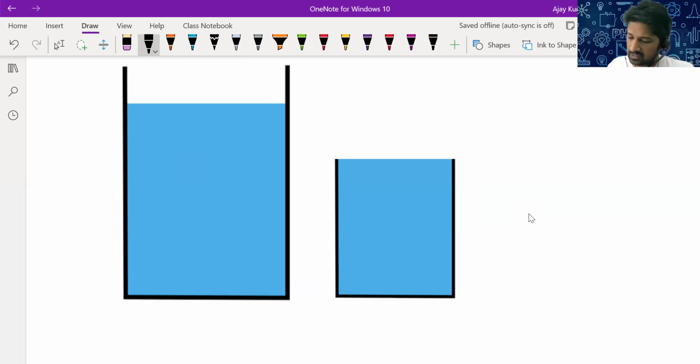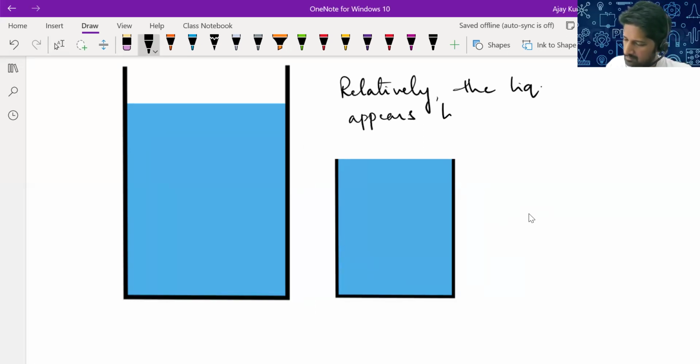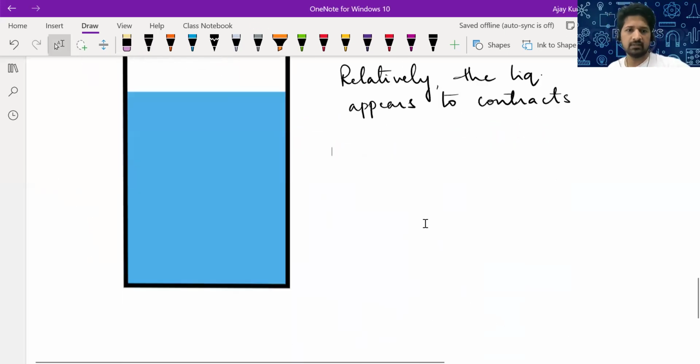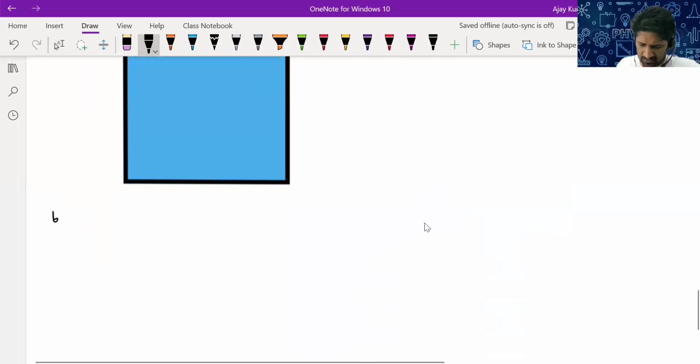Okay. So relatively, the liquid appears to contract. It didn't actually contract, but with respect to container, if you see, it appears to contract. Okay. That is what happens. Next case. Next case is quite obvious.